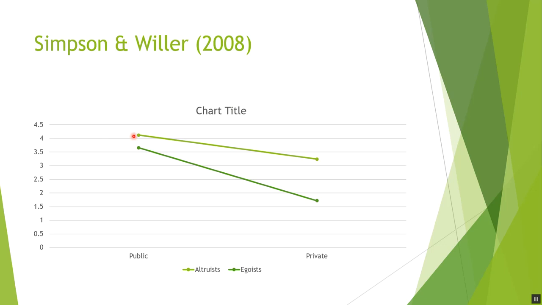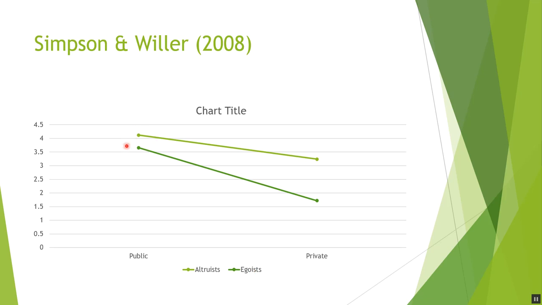Well, let's take a look at the results of the Simpson and Wheeler study. And what's the easiest way to think about sharing this money? You say, well, it's $8 to share among two people. You just basically divide $8 between two people, and that's $4. And that's what we have right here, $4. And we see that altruists, in public, will actually share a little bit more than $4.